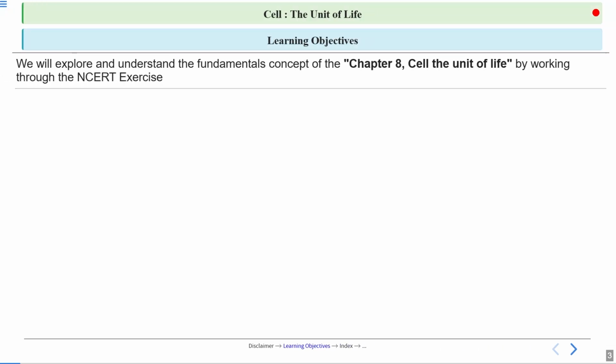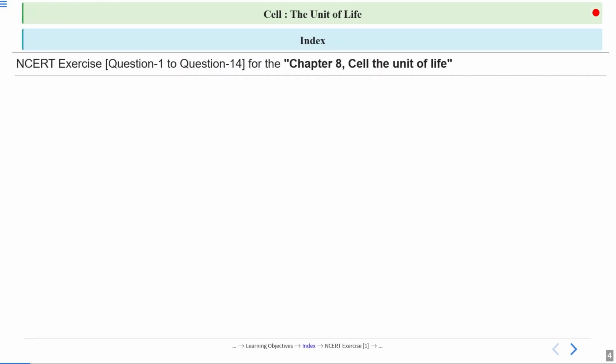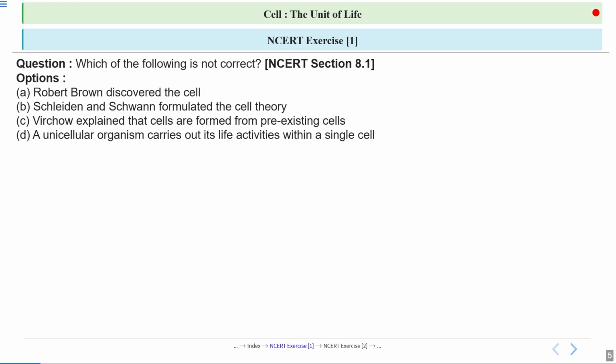What are the objectives of today's session? So, today we will explore and understand the basic concepts related to the chapter Cell the Unit of Life by working through the NCERT exercises. These exercises are based on certain concepts, so we will understand these concepts by discussing the NCERT exercises. There are 14 questions, and we'll try to discuss all of them in this session. Let's begin with the first question.